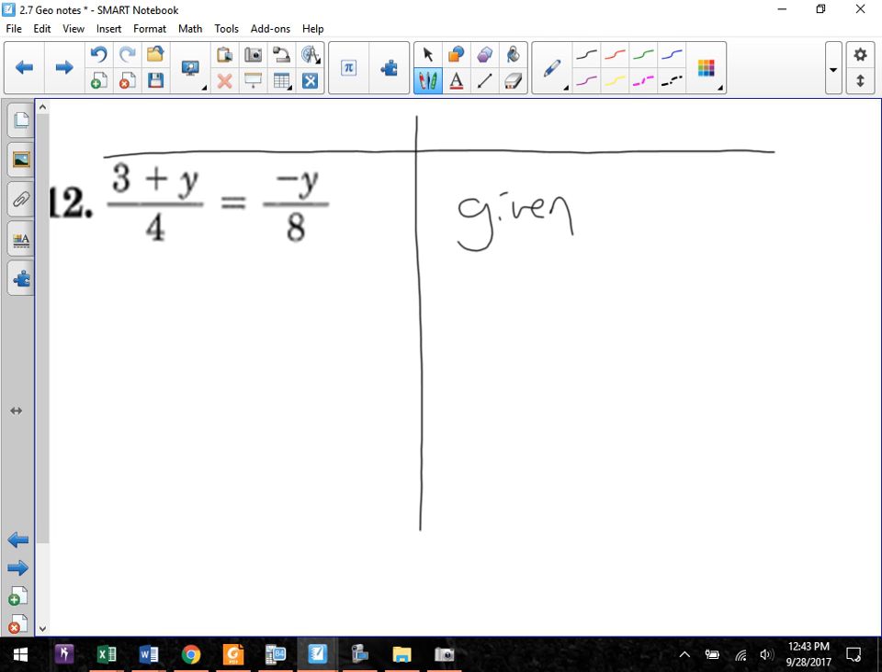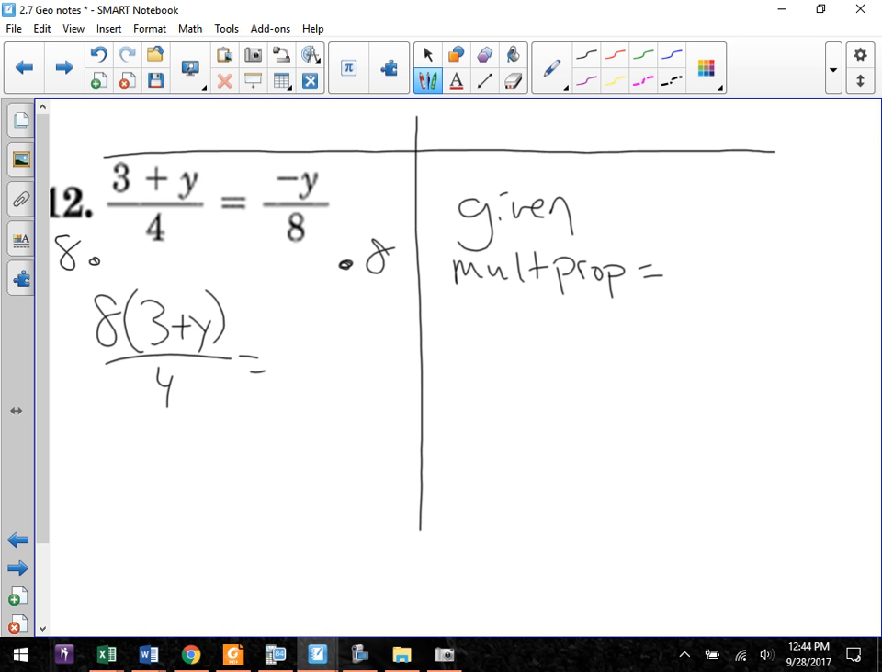But no, whatever. Anyway, so what I'm going to do is multiply by 8 on both sides. It doesn't matter if you multiply by 8 first or the 4 first because you have to show that you have to get rid of it both times. So this is your multiplication. There's your multiplication property. That 8 goes away. Now it just becomes an 8 times the quantity 3 plus y over 4 is negative y. And what we did there is simplify.